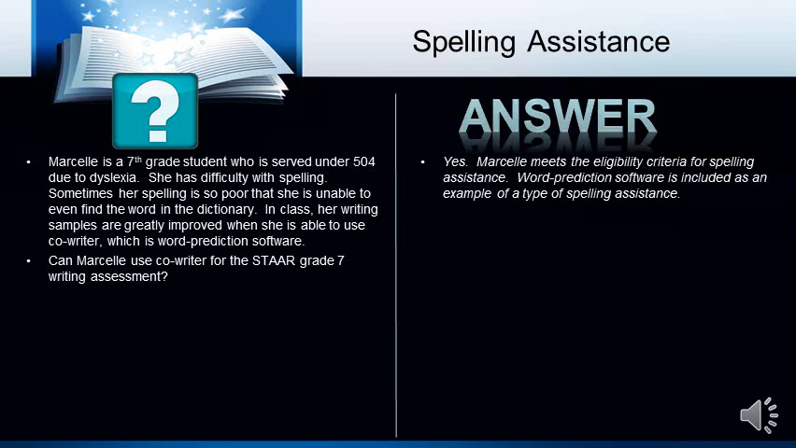Can Marcelle use Co-Writer for the STAAR Grade 7 writing assessment? Yes. Marcelle meets the eligibility criteria for spelling assistance. Word prediction software is included as an example of a type of spelling assistance. That software that we use in Humble ISD, or one of the types, is Co-Writer.